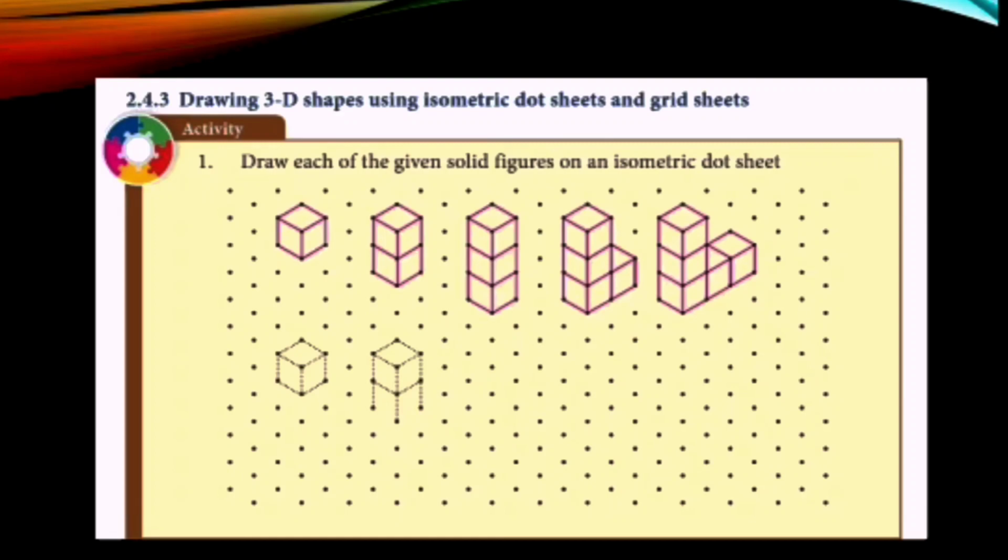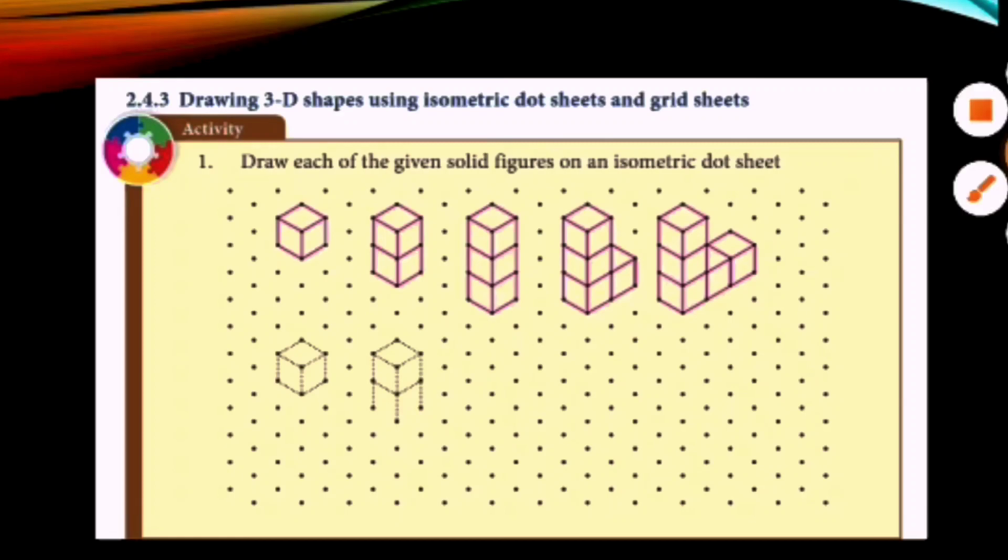Isometric means between two dots we will be having a common point. Okay, so using this dot sheet we can draw solid figures. Just go through this and try to complete the below figure.